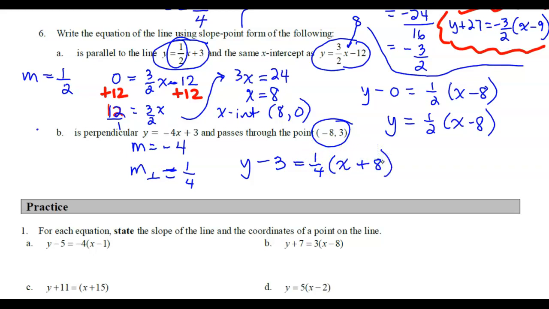Okay, so that is the end of sort of doing a lot of work with slope point form. We'll still do it over the next couple of lessons, but more working from that form and expressing it in general form.